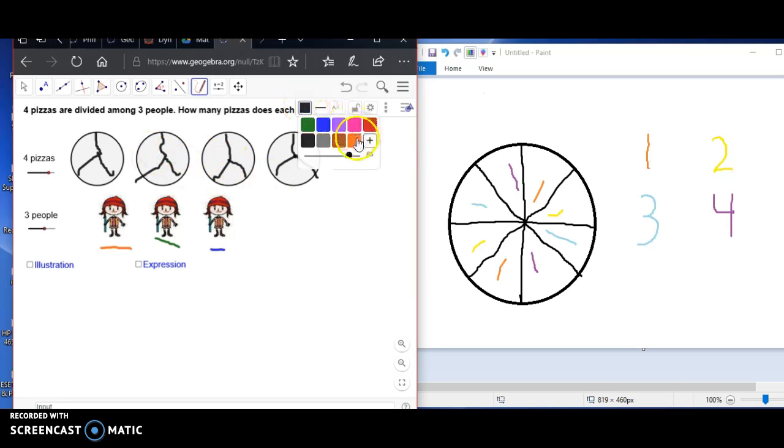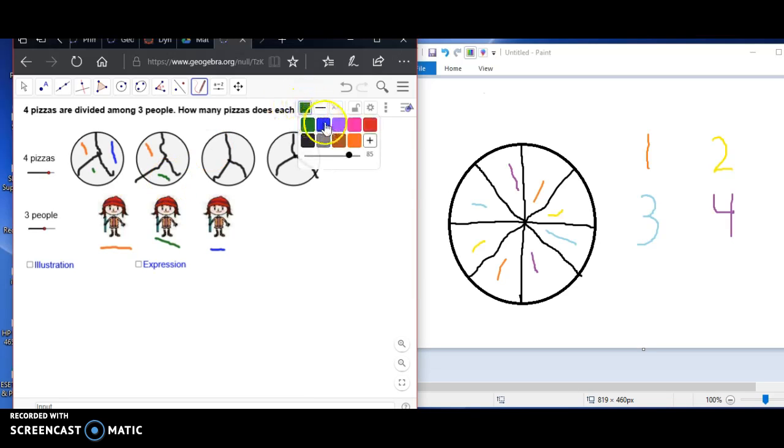The next step is again to color each slice. So person orange will get that one, green will get this one, and blue will get this slice. And we will again continue this until each slice of the 4 pizzas is colored.